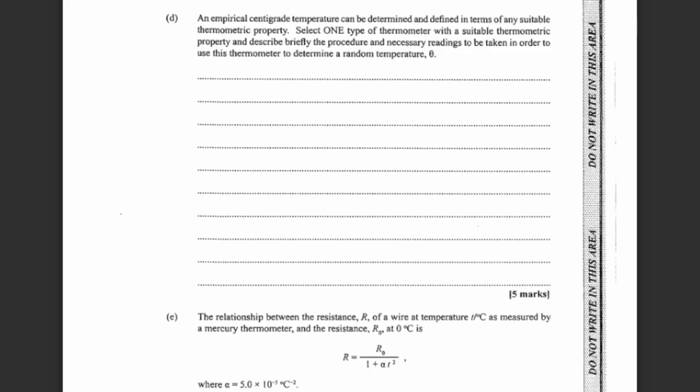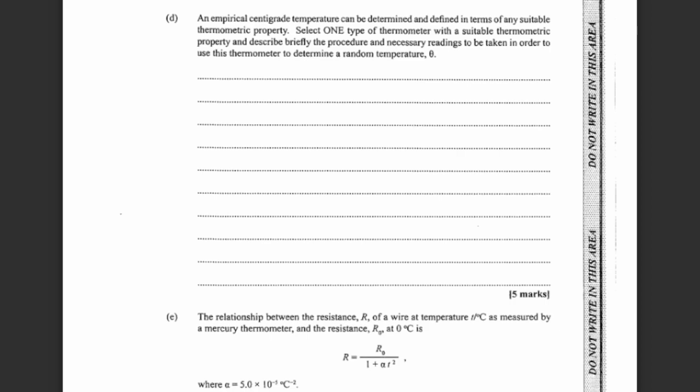An empirical centigrade temperature can be determined and defined in terms of any suitable thermometric property. Select one type of thermometer with a suitable thermometric property and describe briefly the procedure and necessary readings to be taken in order to use this thermometer to determine a random temperature, theta. Basically, it wants us to state a thermometer, the thermometric property, and describe the steps that we would take to measure on that thermometer a random temperature, theta, right?